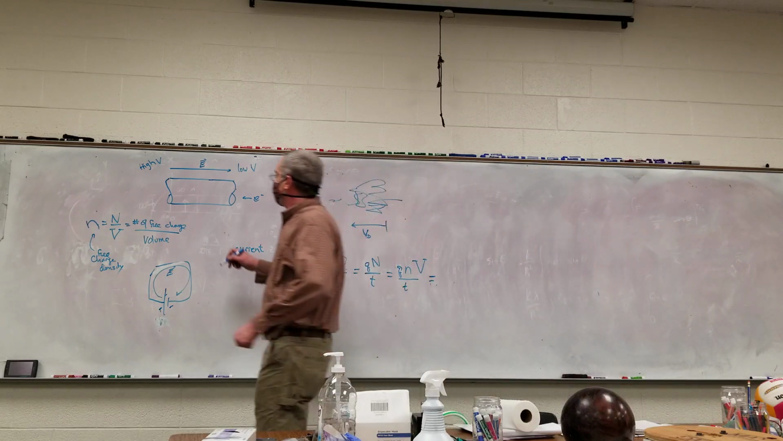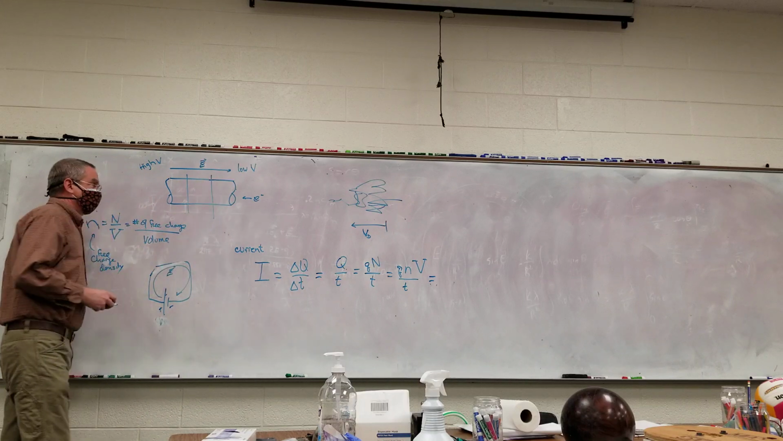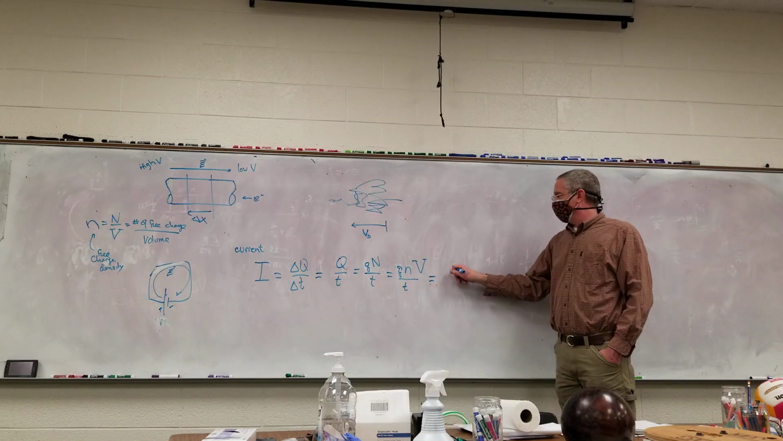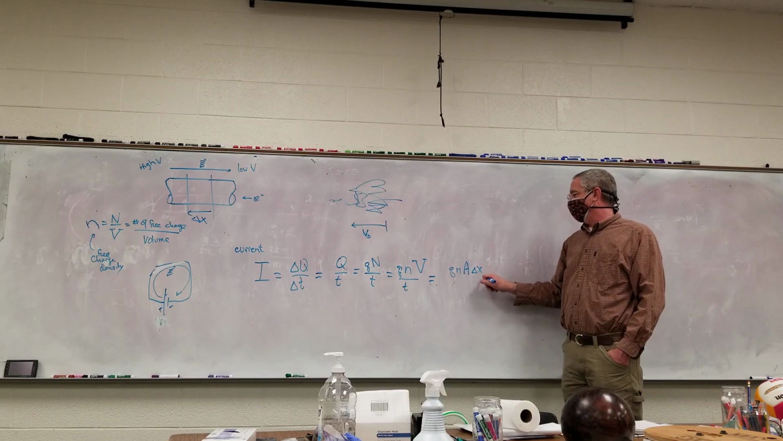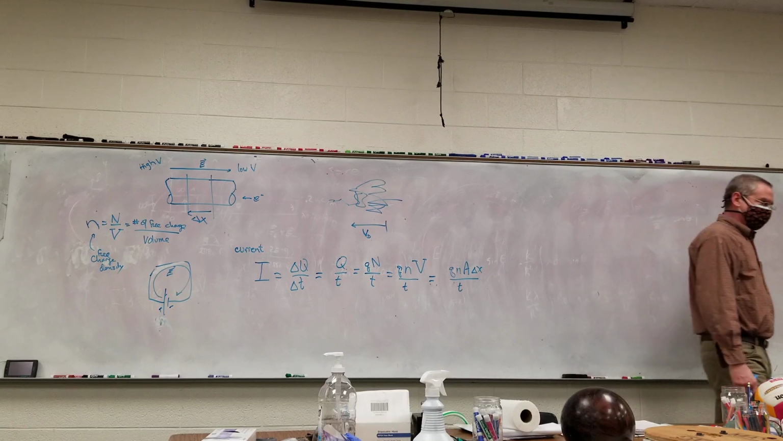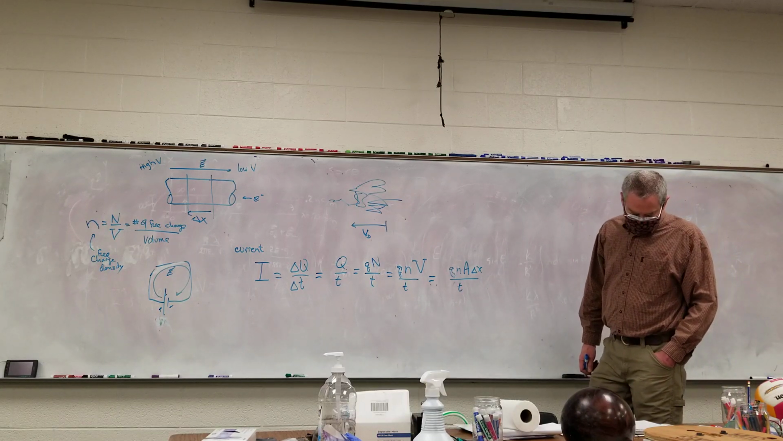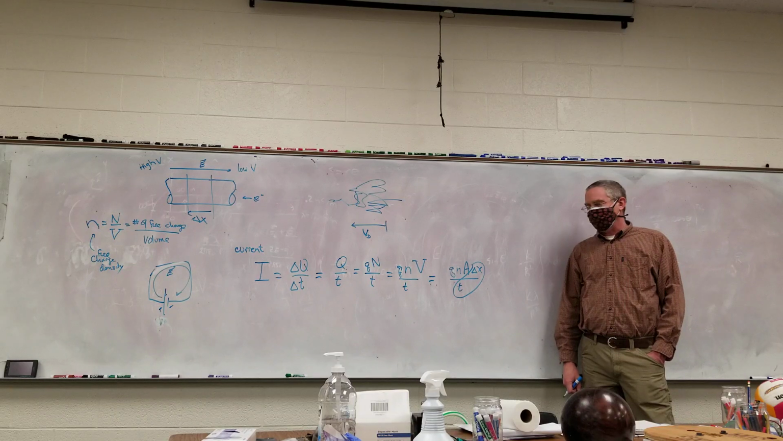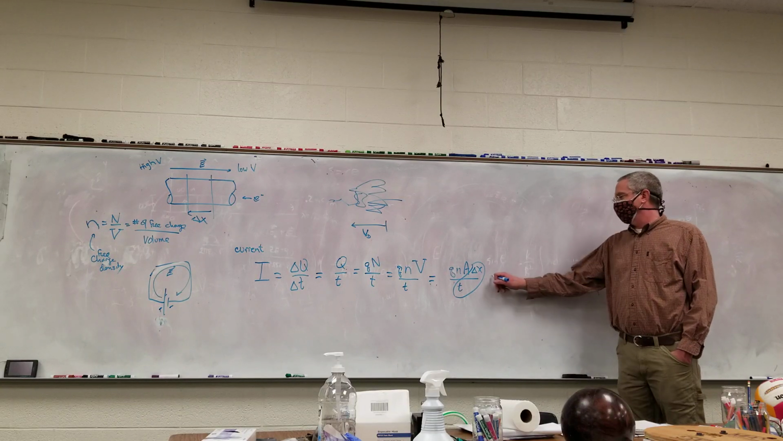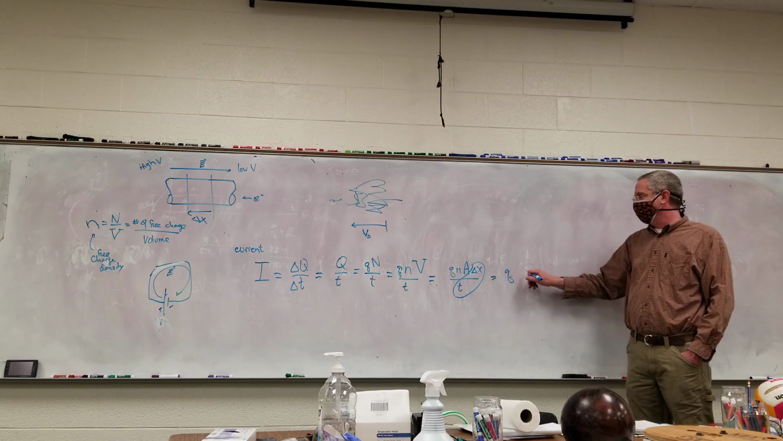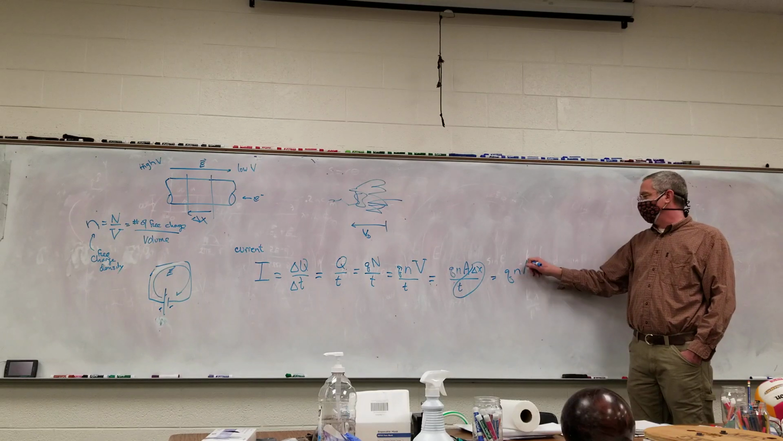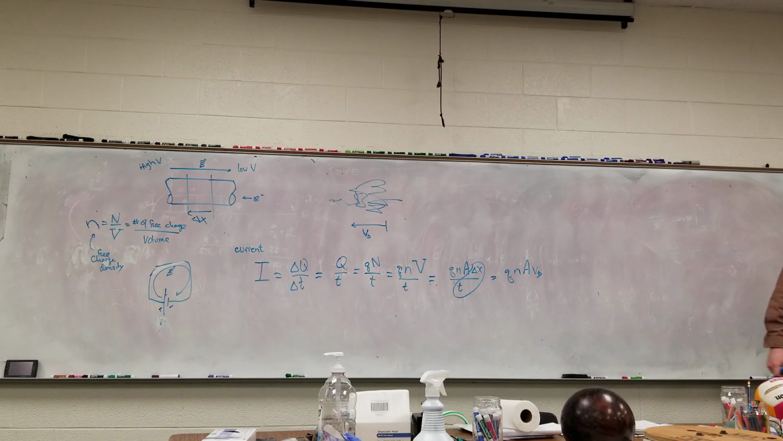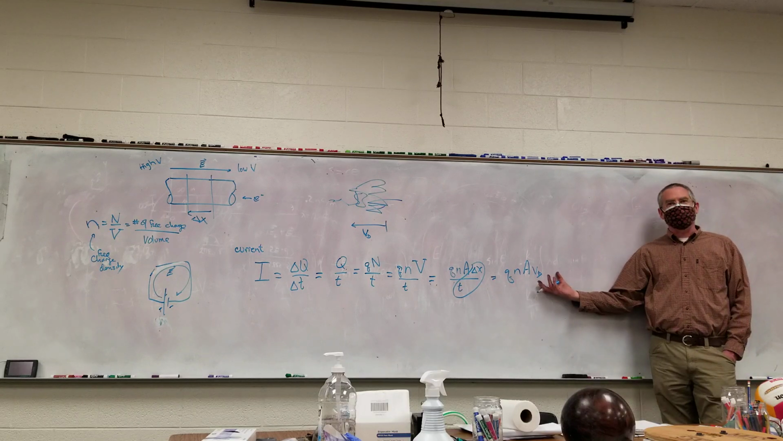And my volume, well, if I take a specific section right here, I have some cross-sectional area times this distance right here, which I'll just label as delta x. So this becomes Q n A delta x over time. This delta x over time, that's just the drift speed. So this becomes Q, the charge of whatever's flowing, times the charge carrier density, times the cross-sectional area of the wire, times the drift speed. And now it's quite obvious.